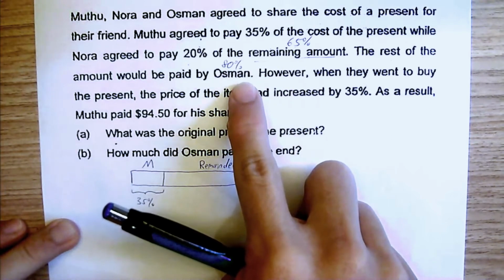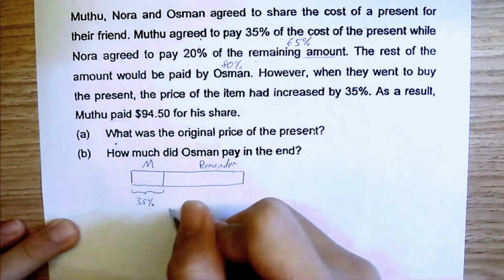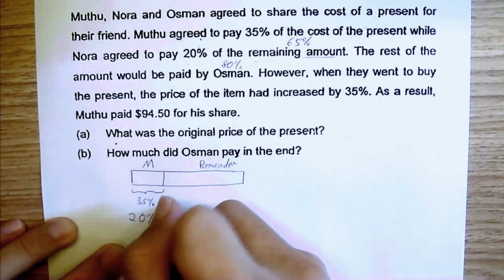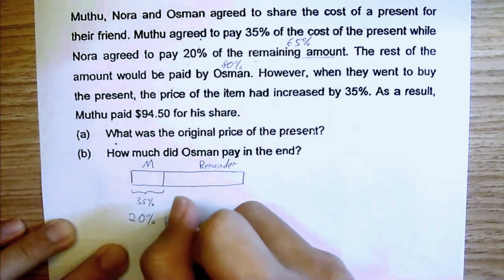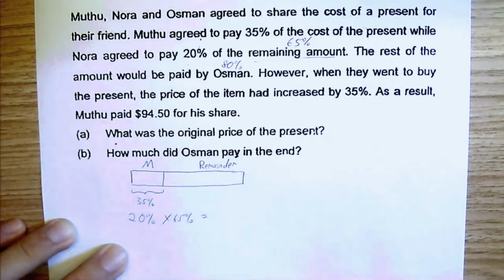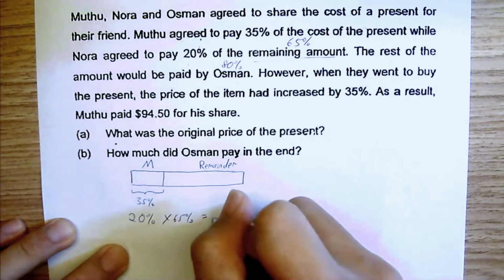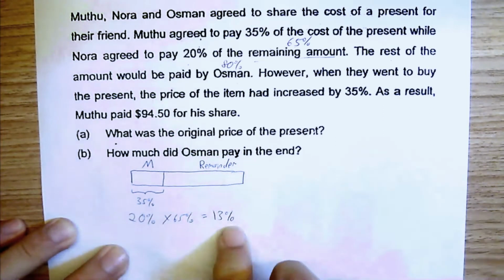Now, I want to find the percentage of the entire present paid by Nora. In order to do that, I have to do this. 20% of the remaining, right? So it's of 65%. Okay, so I'm going to use a calculator to check it out. Okay, never mind. I think I know. 65 divided by 5, this is the 13%. This is actually by Nora.